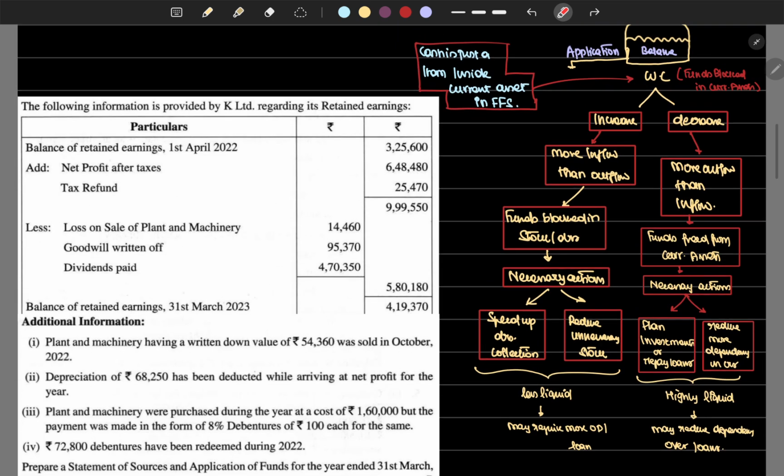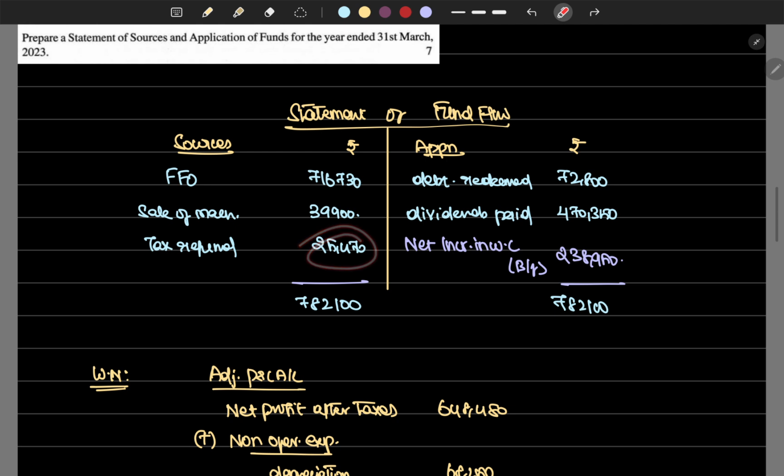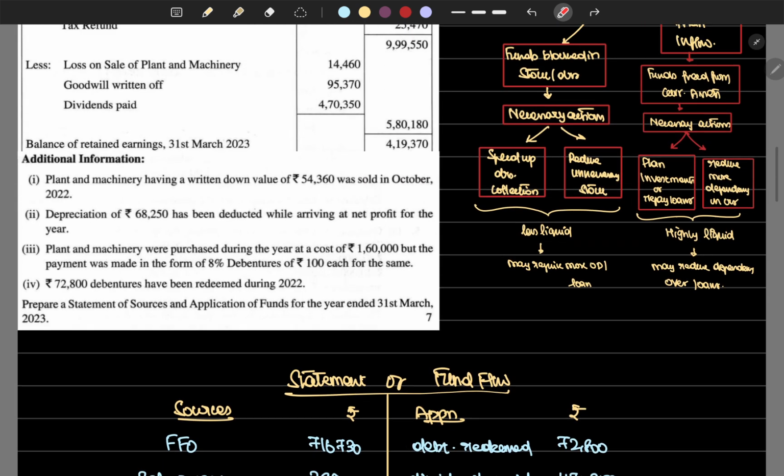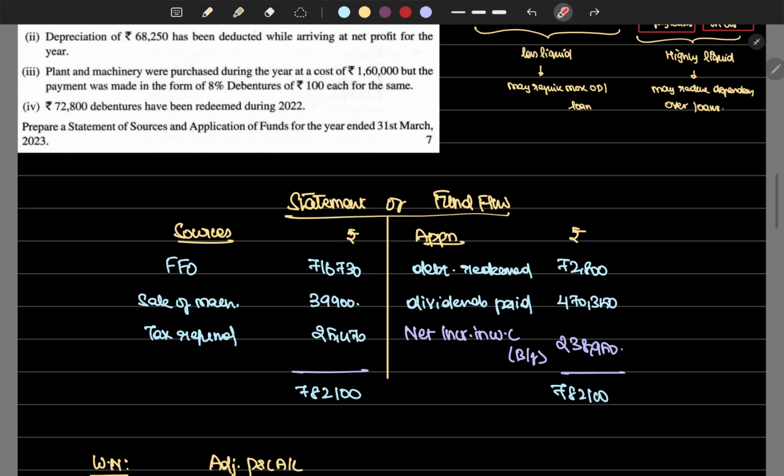And there is a tax refund also. This is also a fund flow for the business, so 25,470. Wherever the funds have been applied, they have been applied to pay off the debentures, 72,800. There are also dividends paid for 4,70,350. So we have put in all the figures, and we have a balancing figure at the application side. So we have a net increase in working capital.